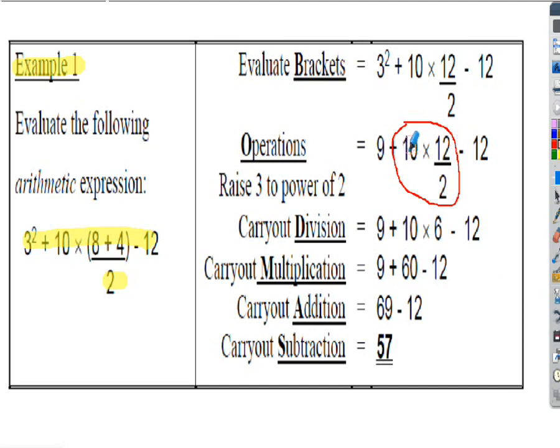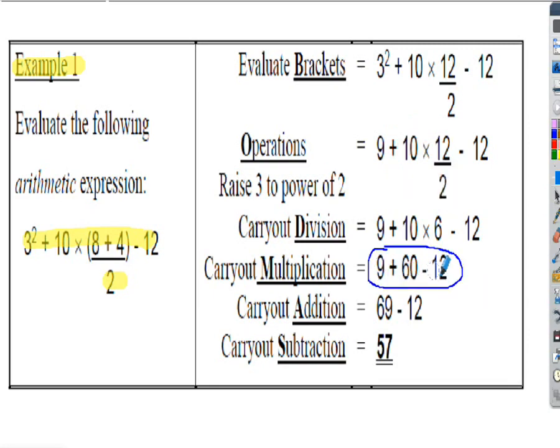However, we could have multiplied the 10 by 12 first to produce 120, and then divided 120 by 2, and we would have still ended up with the 60 value. So as you can see, we can do multiplication before division, and it doesn't affect the overall result.